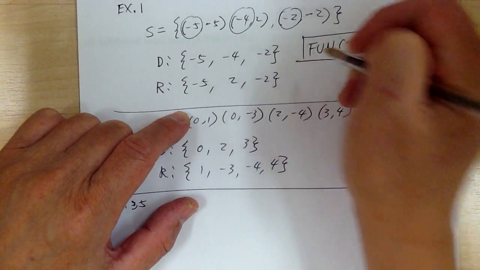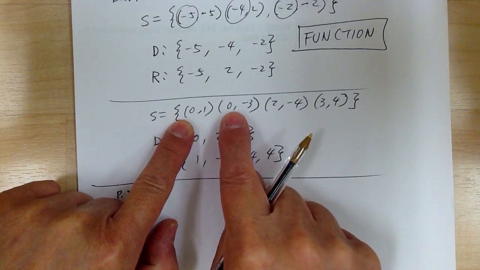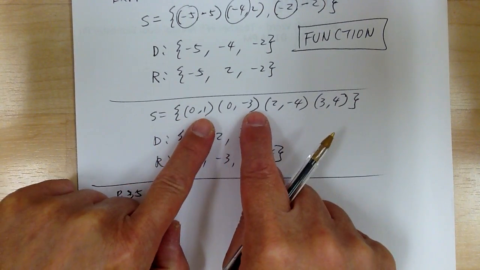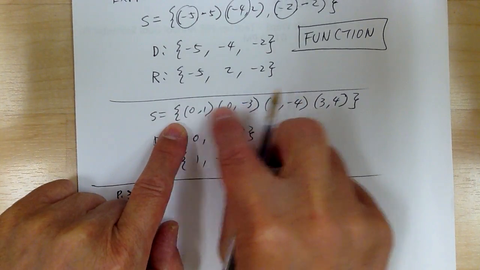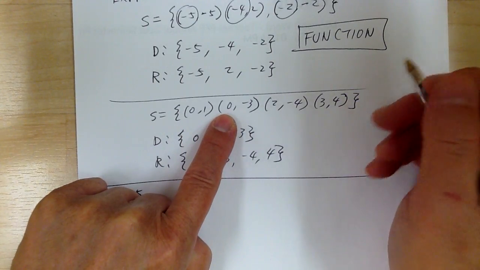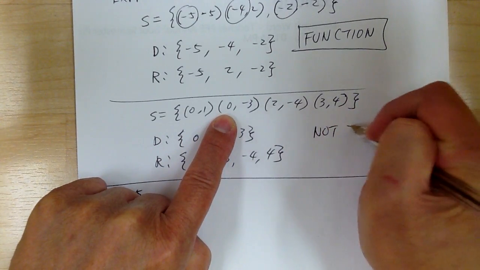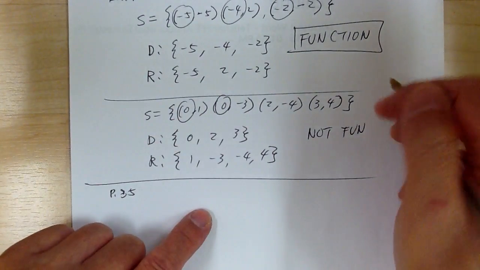Okay. When you look over here, these are two of the same. If you look at the first number, two of them are the same, with different second numbers. So right away, when you have two of the same number on the first, in your domain, then this is not a function, because of these. So again, they cannot be the same.